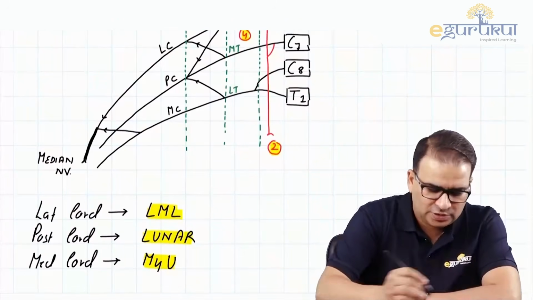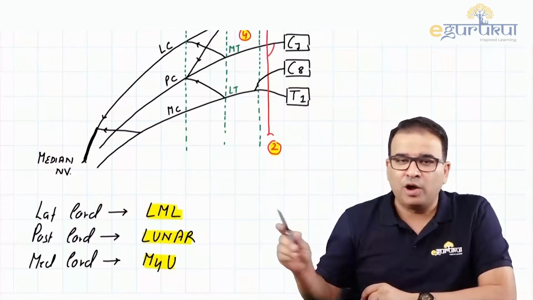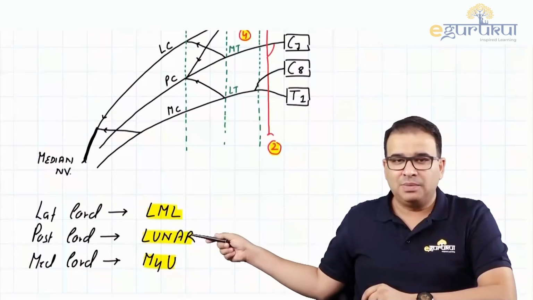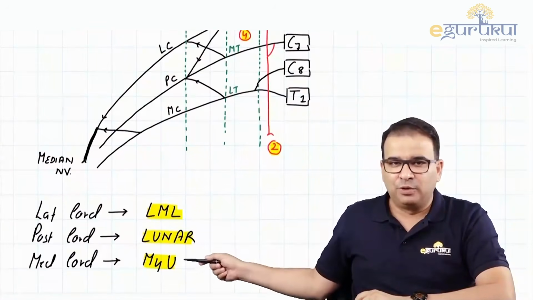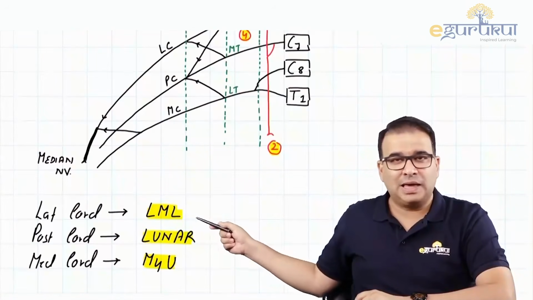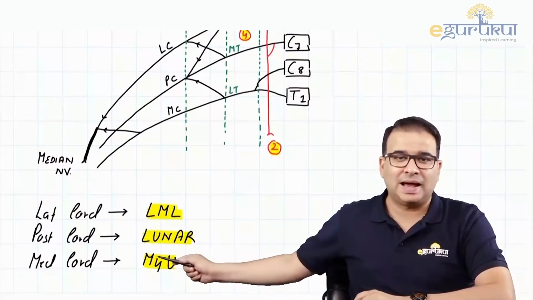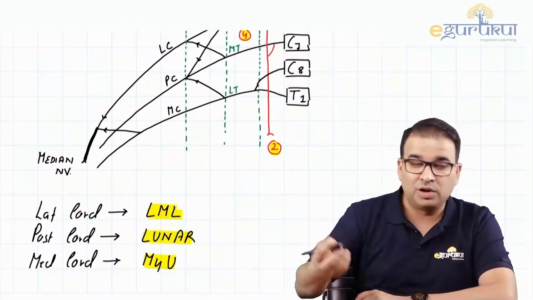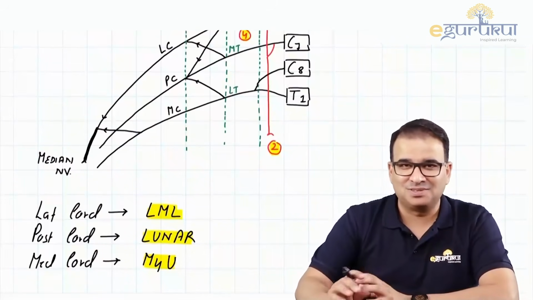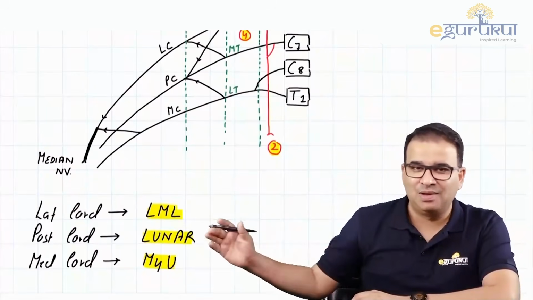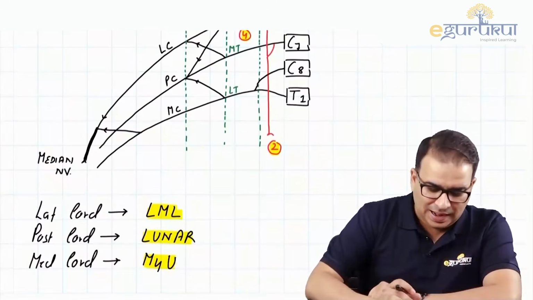In old times, my professor used to tell me this mnemonic: a boy on the LML scooter came in the lunar night, that means moon night, M4U. A boy on the LML scooter came in the lunar night and proposed to a girl that I am for you. Well, the mnemonic looks more difficult than the branches, so we better stick to the smaller versions only: LML, lunar, and M4U.